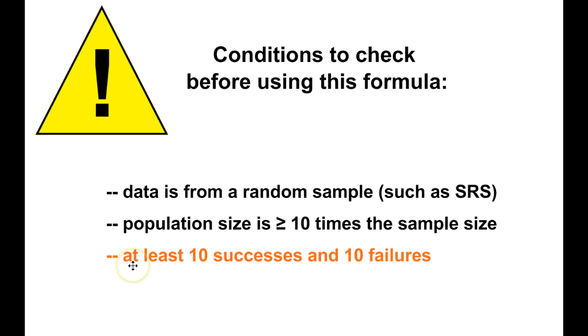The last one here is we need to have at least 10 successes and 10 failures. And what that means is, if you're asking a yes-no question, at least 10 people have to say yes and at least 10 people have to say no. Success is the thing that you are looking for. So if you are saying, what is your favorite color, blue or not? If blue is considered a success, then you would need at least 10 people that say that and at least 10 people that rejected that.